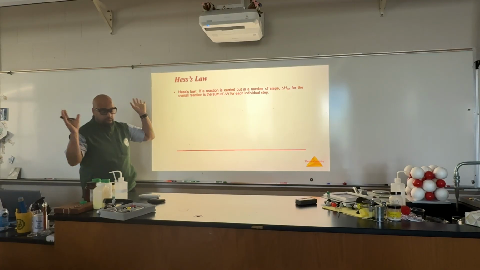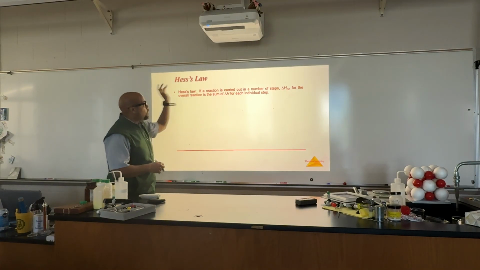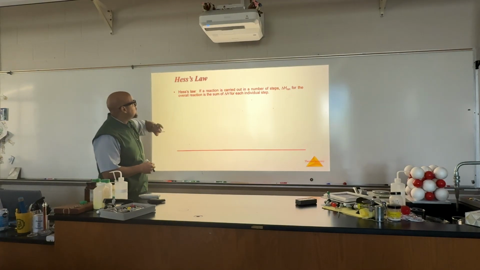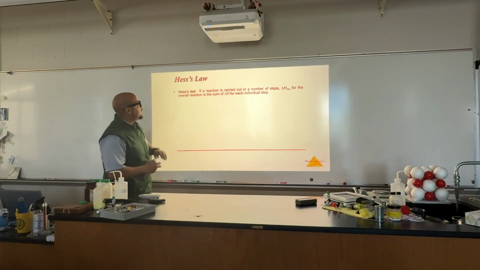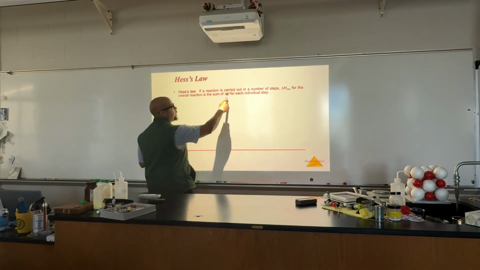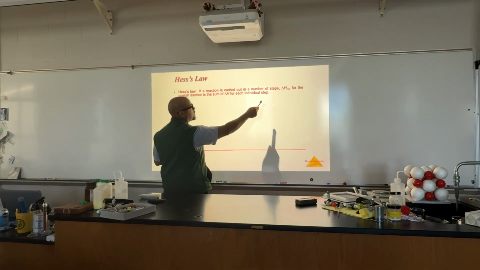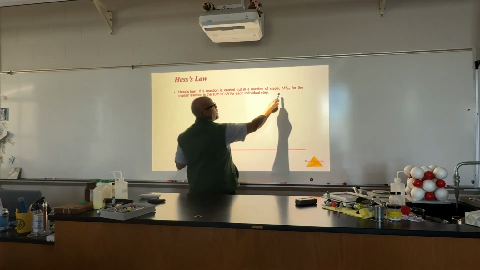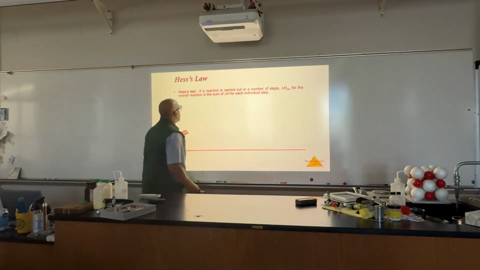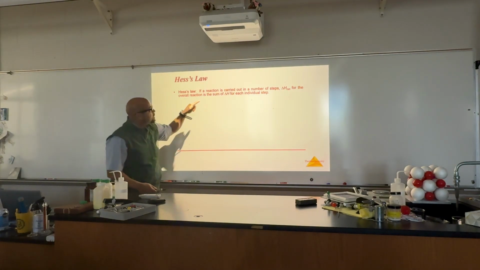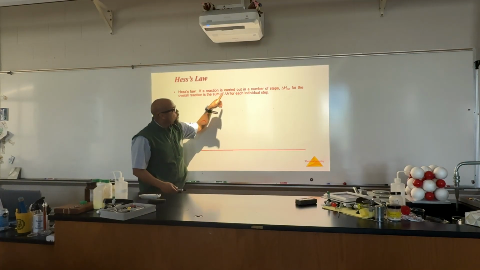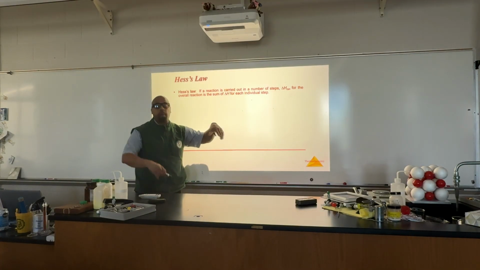So I'm just going to read it off, and then once again, we'll do a sample problem and come right back to these things. So if you look at it, Hess's law simply states that if a reaction is carried out in a number of steps, the change in enthalpy, or the heat of reaction, for the overall reaction is the sum of the delta H's for each individual step.